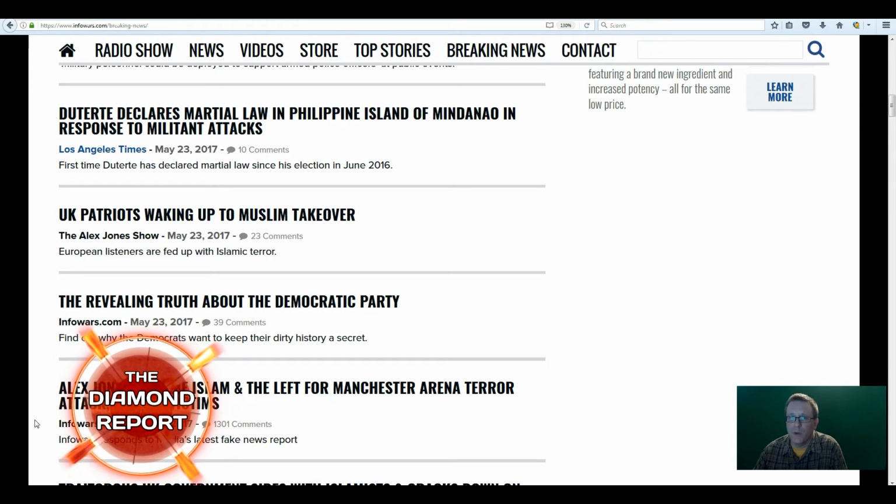Duterte declares martial law in Philippine island of Mindanao in response to militant attacks. First time Duterte has declared martial law since his election in June 2016.